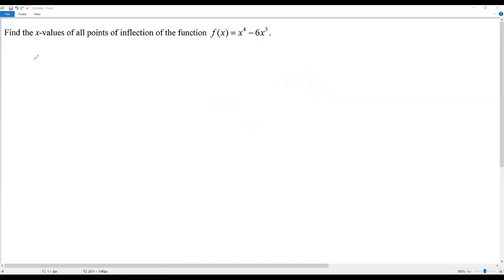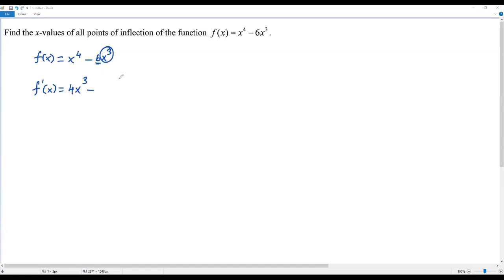First, let's find the first derivative. For that, let me write the given function as it is. It is f of x equals x to the fourth power minus 6 times x to the third power. Let me find the first derivative. We can use the power rule of derivatives. That is, we bring the exponent 4 in front of the variable x and subtract 1 from the exponent.